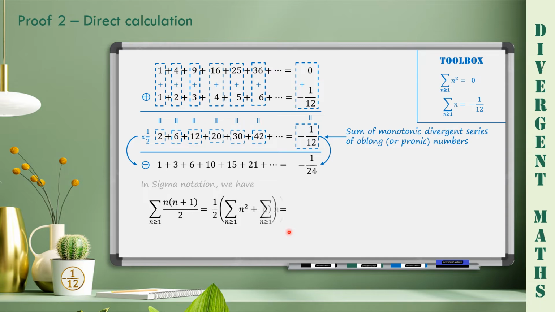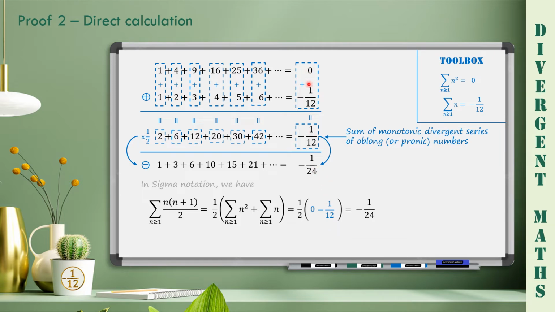Here it is. Now we use linearity. The sigma of the sum is equal to the sum of the sigma, the sum of a sum. That one, we've seen it, it's a 0, which is here. We plug it in. Next one is negative 1/12. We have it here. We plug it in. Let's not forget the 1/2. And 1/2 of 0 minus 1/12 is, of course, negative 1/24.